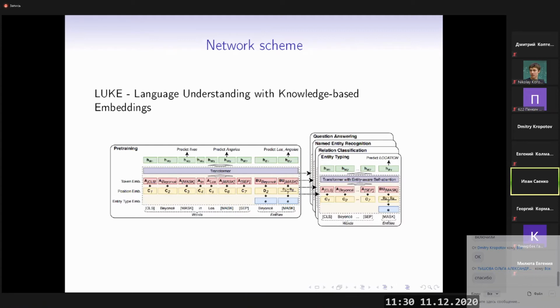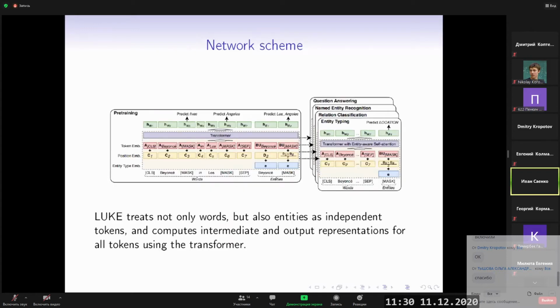So here is the scheme of this net. There you can see vectors for words and vectors for entities. So we compute representations as intermediate output for all the tokens using this transformer. And of course, we can predict the things that were masked with a special mask symbol.